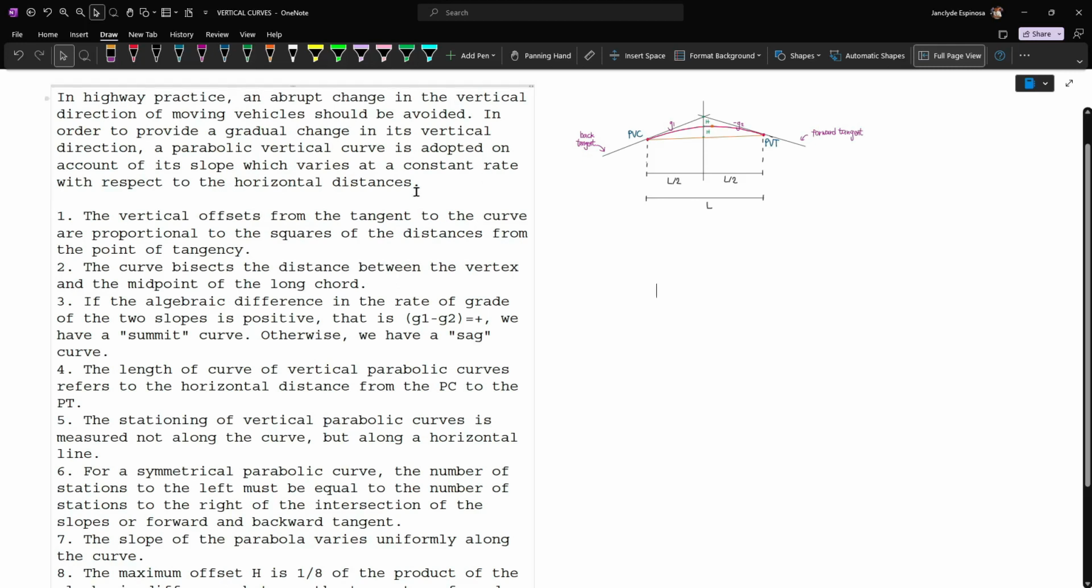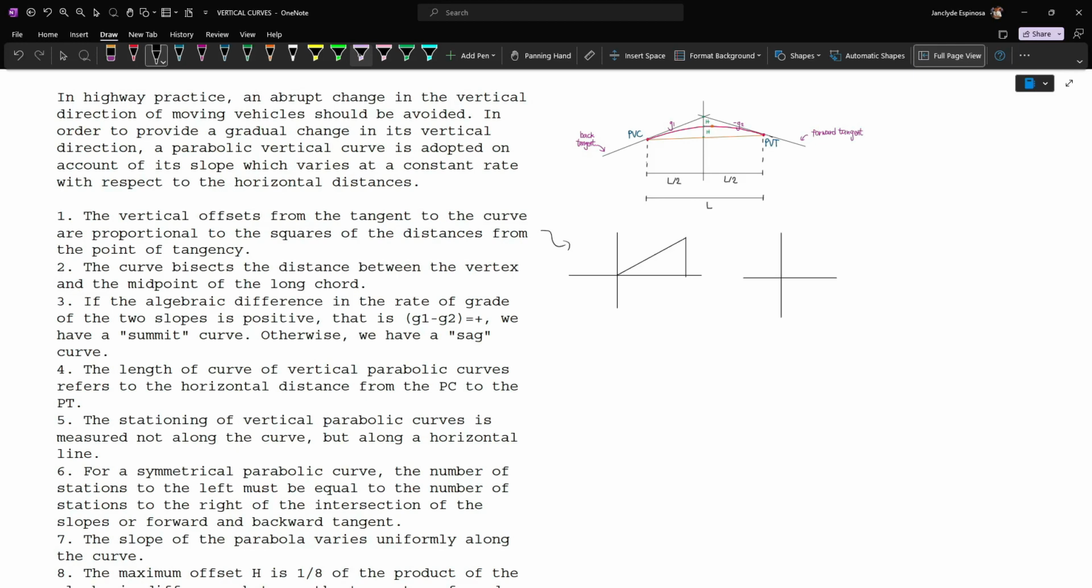Now, first, the vertical offsets from the tangent to the curve are proportional to the squares of the distances from the point of tangency. Now, this first rule is based on ratio and proportion. Let's say we have a triangle, and this is our origin, and then here we have a parabola. Let's just consider this as a linear function. So let's say this is x, this distance, and this is y, while this is x and this is y. And then let's pick a point, let's say right here and right here.